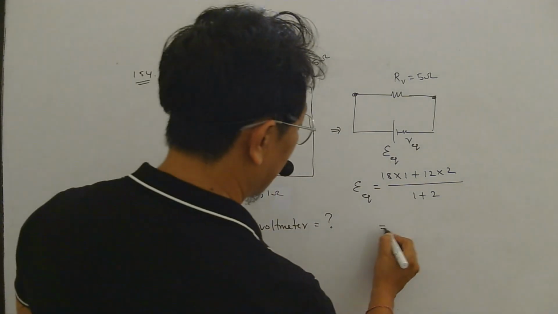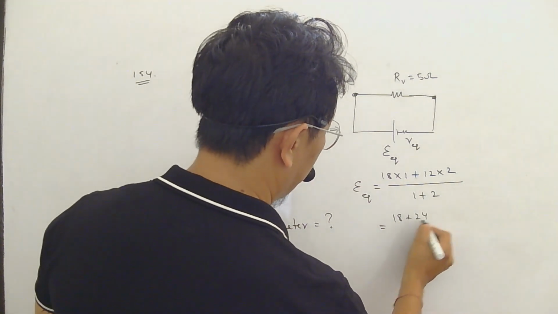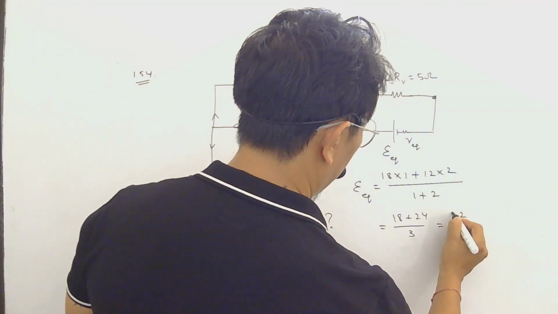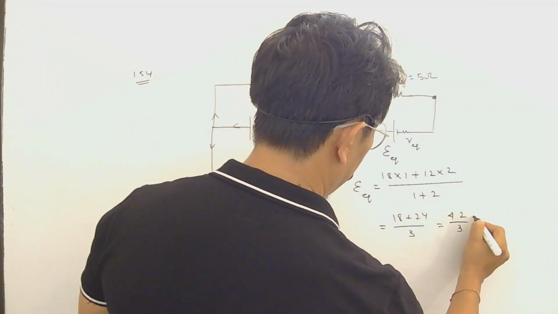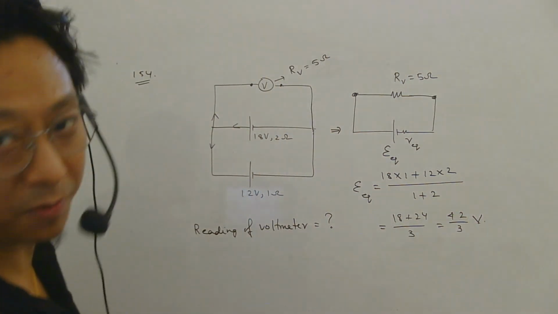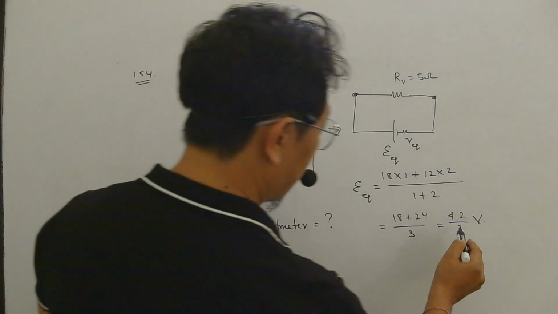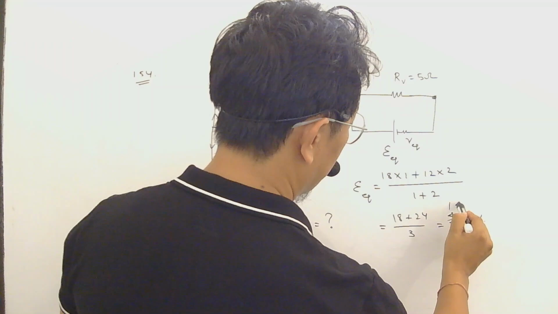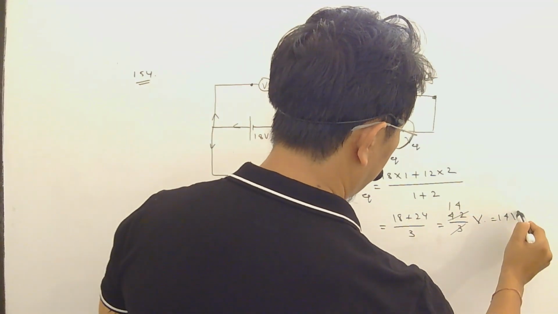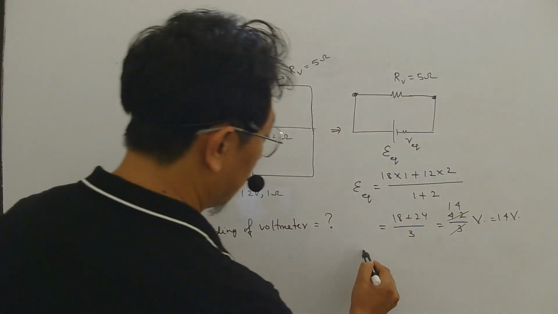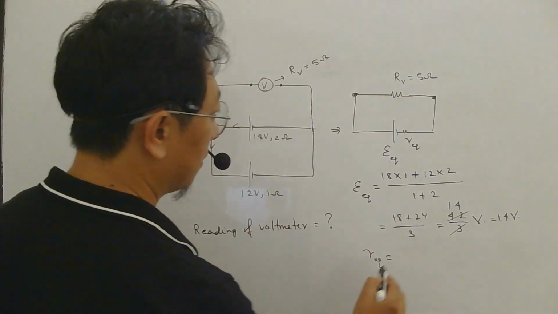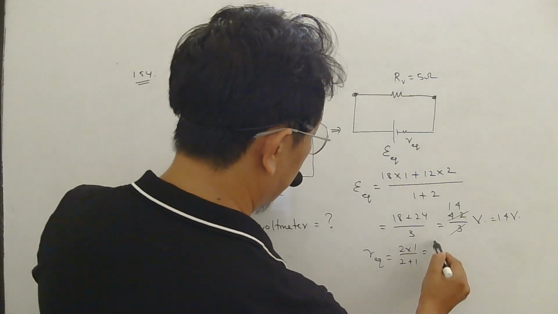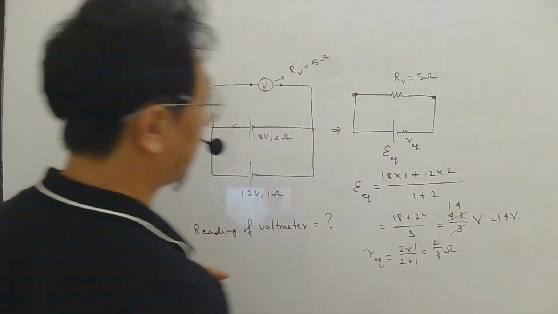So this will be 18 plus 24 by 3. This will be 42 by 3. So that will be the equivalent EMF. And this will come out as a nice number, right? 3 1s are 3, 1 carry, 3 4s are 12. So 14 volt. And what will be R equivalent? 2 into 1 by 2 plus 1. So 2 by 3 ohm.